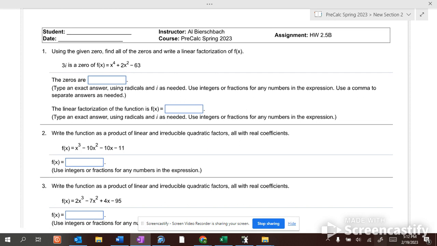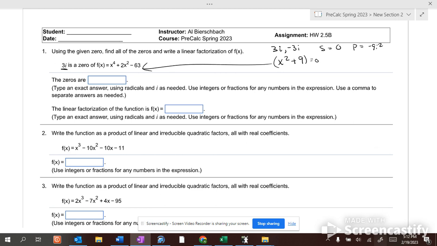Okay, number one, it says 3i is a root. So if we know from yesterday, if 3i is a root, negative 3i is also a root. The sum of those roots is 0. Their product is negative 9i squared, which is 9. If we do the sum and product of the roots, we get x squared plus 9 equals 0. All right, so how does that work with this?